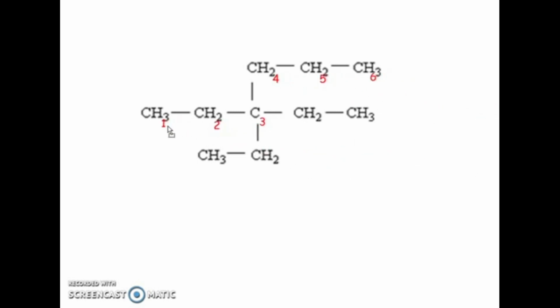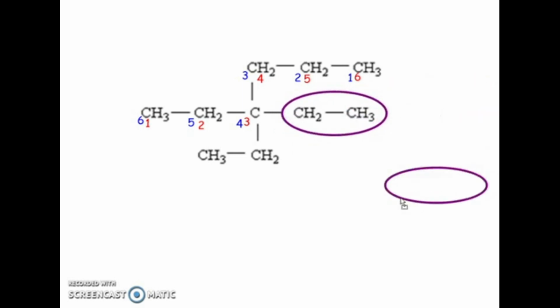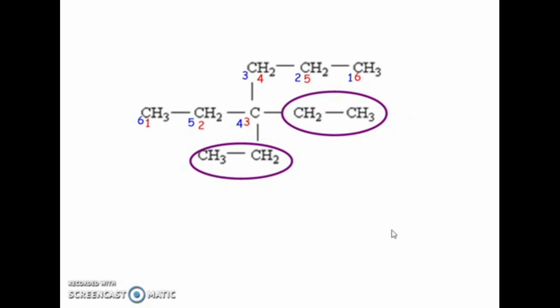So again, if I number from the left and then number from the right, and then I need to identify my substituents. So I have an ethyl group here and an ethyl group here. Now on this one, if I look at the blue numbers, I have both of them coming off of carbon number 4. If I look at the red numbers, I have both of them coming off of carbon number 3. So in this case, it does matter which one I use, and I need to go with the red numbering.